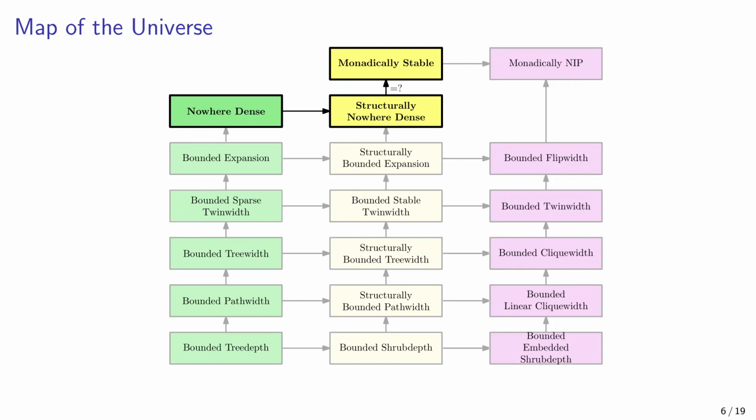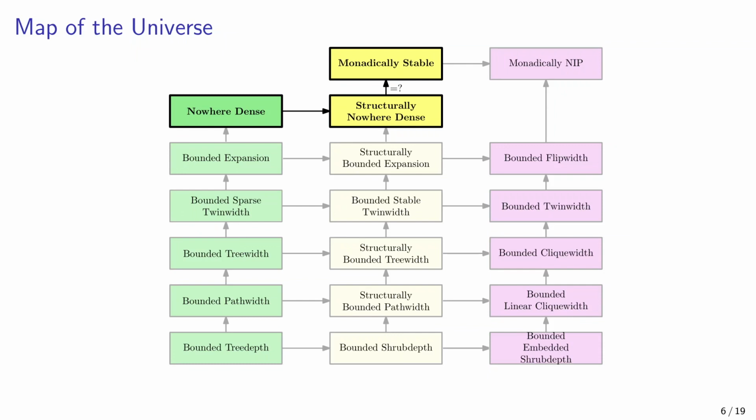So here's another view on the properties we have discussed before. On the left side you see in green a column that is made up of sparse properties, with nowhere denseness being the most general property being on top. So the arrows symbolize containment. In the middle column, the yellow one, you see the structurally sparse notions, with structurally nowhere dense being on top together with monadic stability, where we do not know whether they are the same.